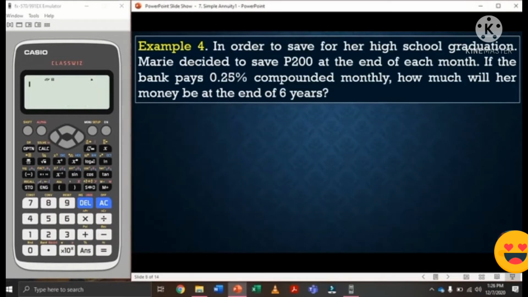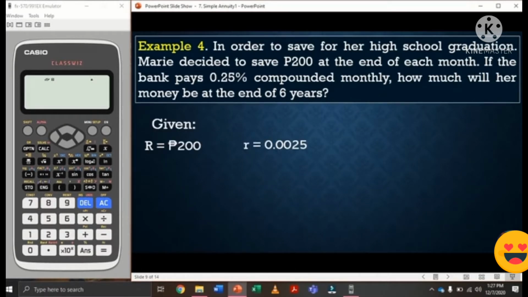Okay, next. In order to save for her high school graduation, Marie decided to save 200 pesos at the end of each month. If the bank pays 0.25% compounded monthly, how much will her money be at the end of 6 years? So, tingnan natin kung simple annuity ba siya. So, each month yung payment interval, and then compounded monthly. So, they are equal. So, this situation illustrates a simple annuity.